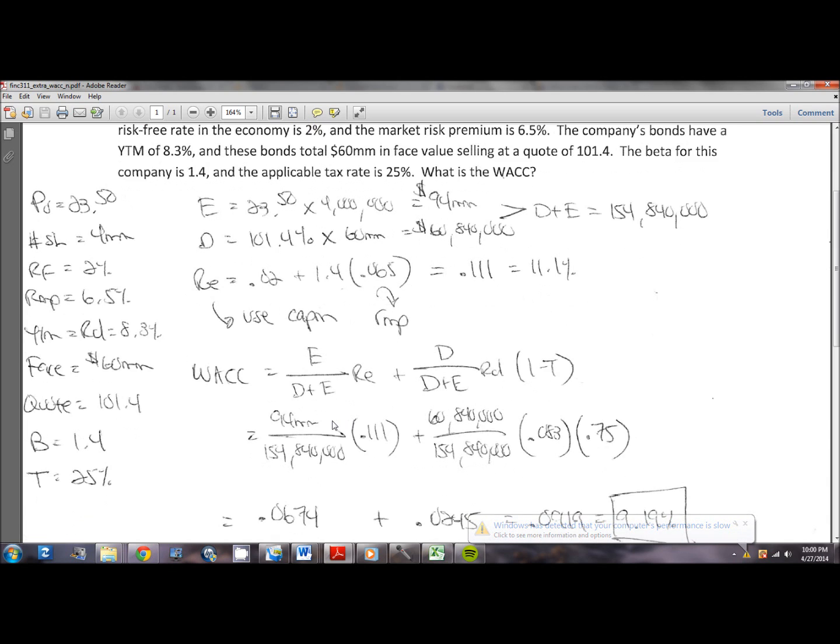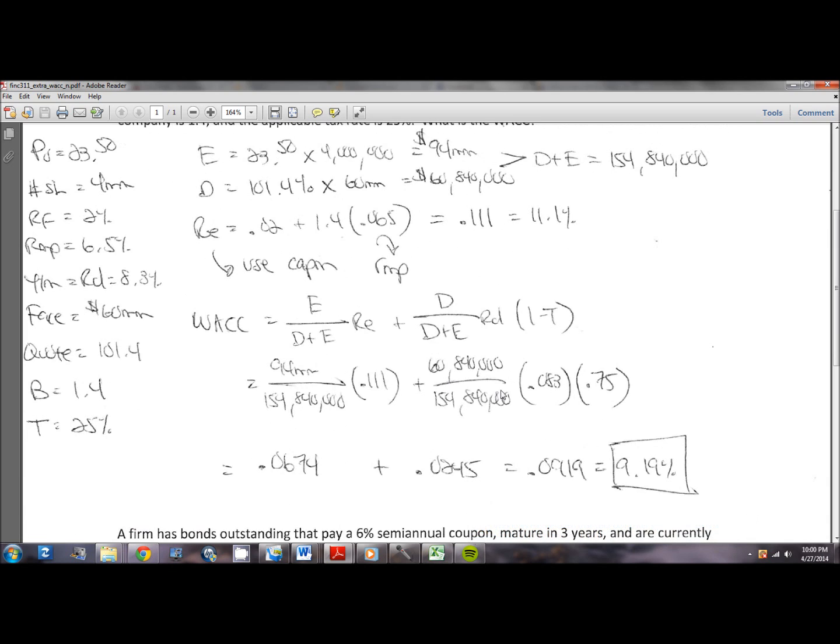And so once you do that, now it just becomes plug and chug, right? You plug in E, there's D plus E, there's R sub E, there's D plus E, there's R sub D, there's 1 minus t. You knock that through, come out with your results, add them together, you get 9.19%. So the WACC, the weighted average cost of capital for this company, is 9.19%. So this is how you solve a fairly involved WACC problem.